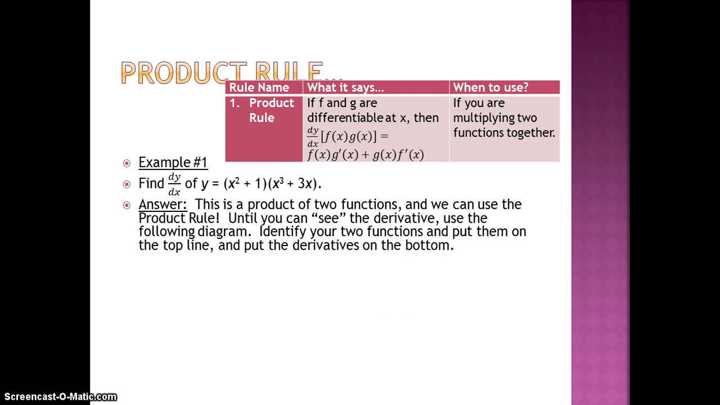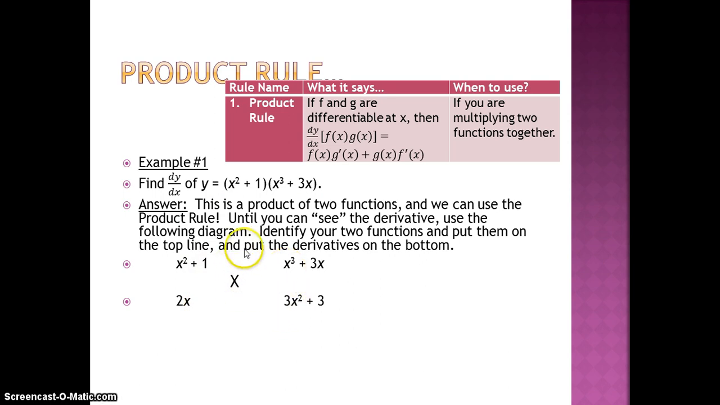So let's use a little helper here, a little diagram. What we're going to do is identify our two functions that compose our product. Those two functions are x squared plus 1 and x cubed plus 3x. Below those two functions, we're going to put the derivatives. The derivative of x squared plus 1 is just 2x. Don't forget about the constant rule. The derivative of the constant 1 is just 0. And the derivative of x cubed plus 3x is 3x squared plus 3.